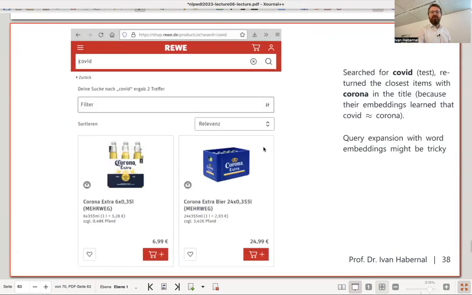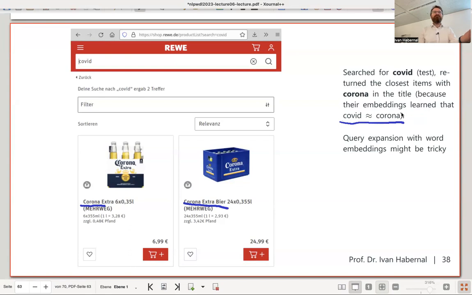Yeah. I did this actually earlier this year, and I was searching for COVID tests, because until March we had to have COVID tests. So if I search in Rewe shop for COVID, it returned Corona Extra beer and stuff like that. Why? Obviously, somebody used pre-trained word embeddings, and in these, if you train on news, COVID and Corona are the same thing, right? I mean, they're in similar contexts.